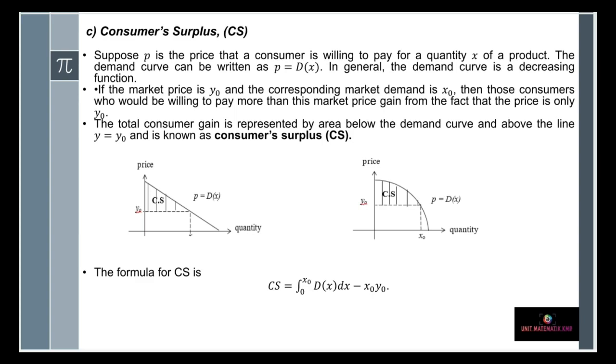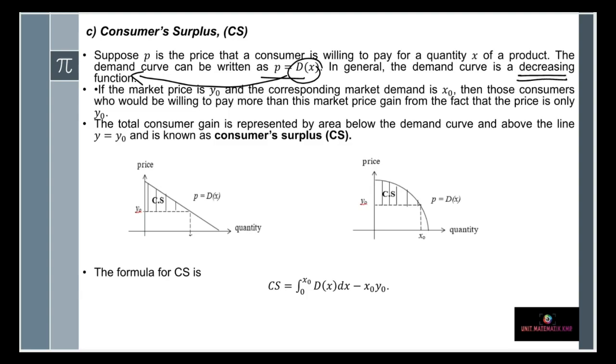Next part is consumer surplus, denoted by CS. Suppose P is the price that a consumer is willing to pay for quantity X of a product. The demand curve can be written as D(x), so D(x) refers to the demand curve. In general, the demand curve is a decreasing function.